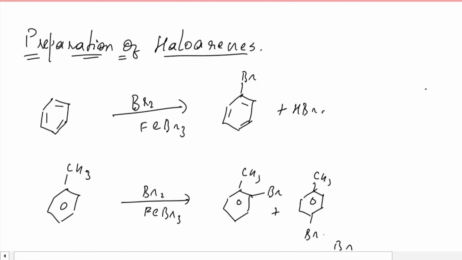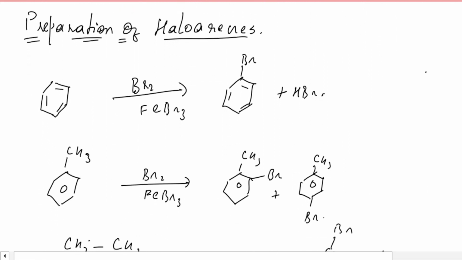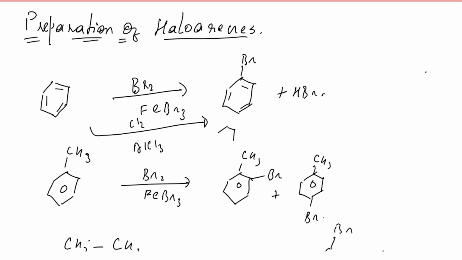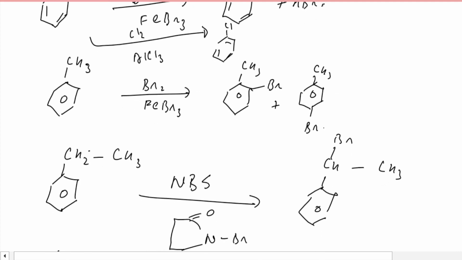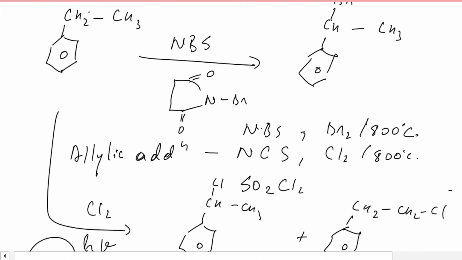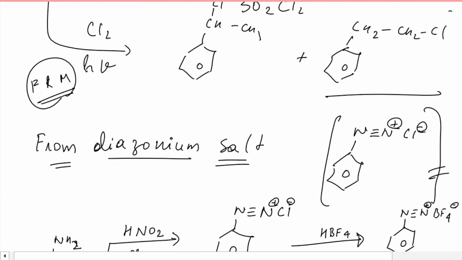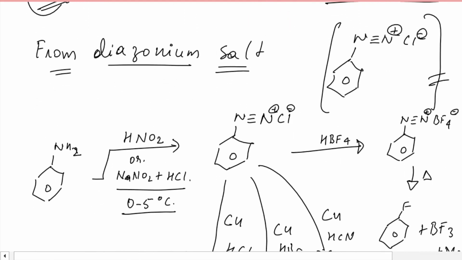Next is preparation of haloarenes. Here we have several different methods, like Br2 in the presence of FeBr3 giving bromobenzene along with HBr, or you can use Cl2 in the presence of AlCl3, which will lead to addition of chlorine. Allylic addition is similar. Okay, next is from diazonium salt.